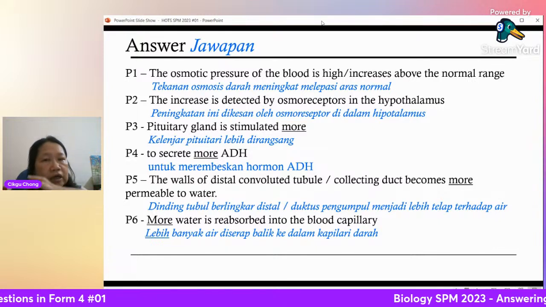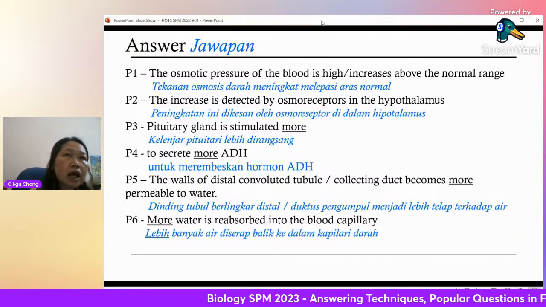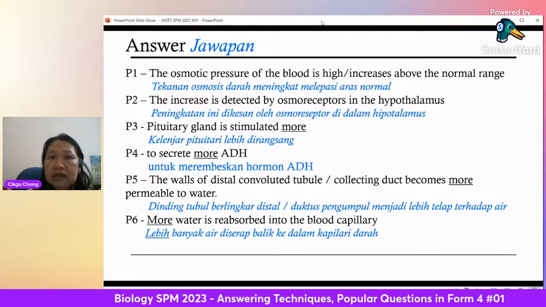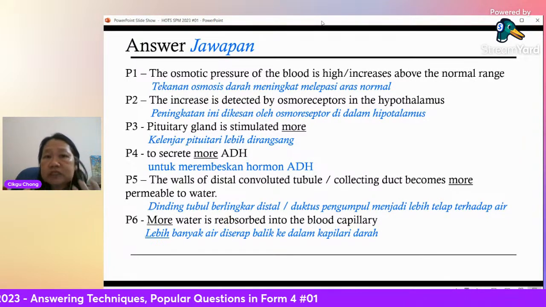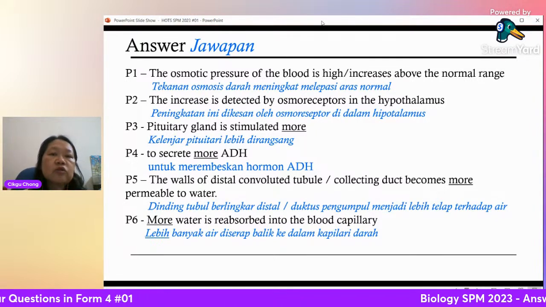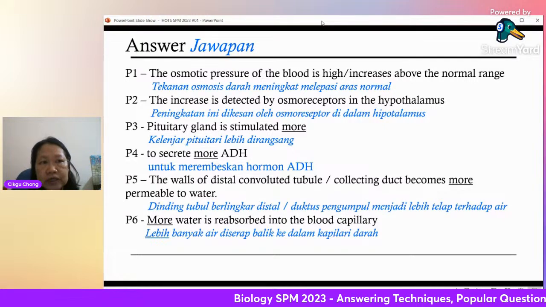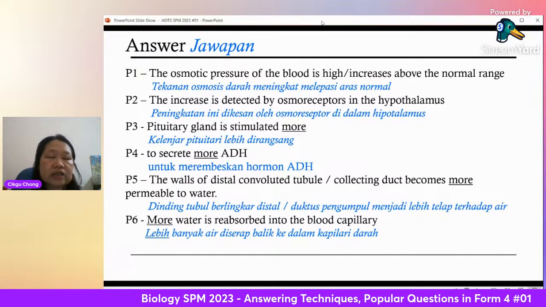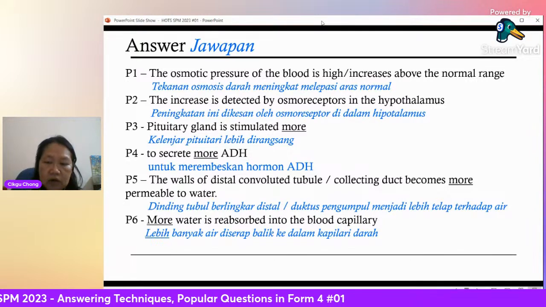So from your collecting duct, it goes into your blood capillary. It will mencairkan your blood. See what it means? Because now your blood is too concentrated. You want to take back more water so that it will dilute back your blood. Alright, now not yet finished, yeah? 6 marks, ma. So here there are more points actually, more than 6. You just write any 6 points, you will get full marks for your question.